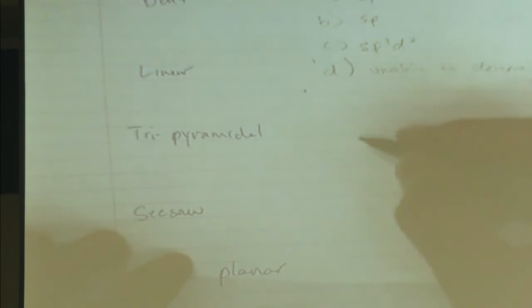Trigonal pyramidal, the hybridization can be sp3. Seesaw, it can be sp3d. And square planar, it can be sp3d2. And then these are cannot determine. So that's what I prepared specifically for chapter 10.